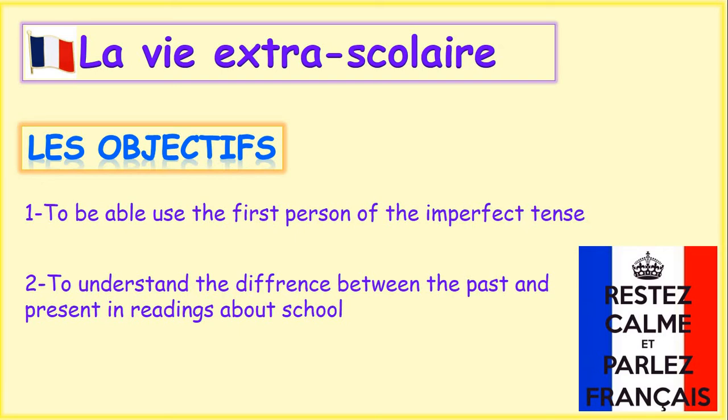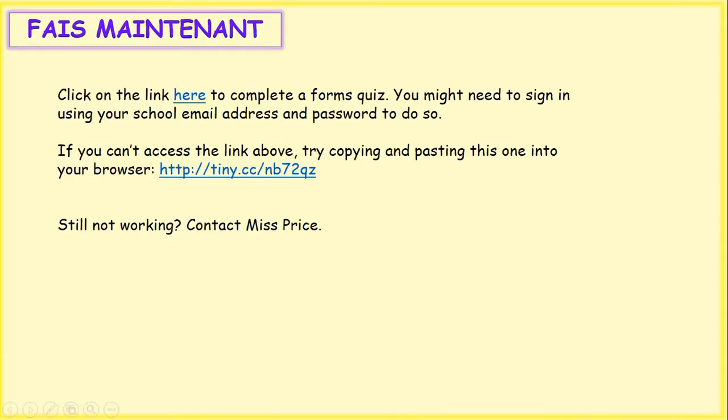This week we're looking at la vie extrascolaire and our objectives are about using the imperfect tense. Don't worry if you don't know what that is just yet, you should recognise it, but we're going to look at it in today's lesson. And by looking at the imperfect tense we'll be able to talk about the difference between school in the past and school now. So our first activity today is a quiz, if my laptop will load.